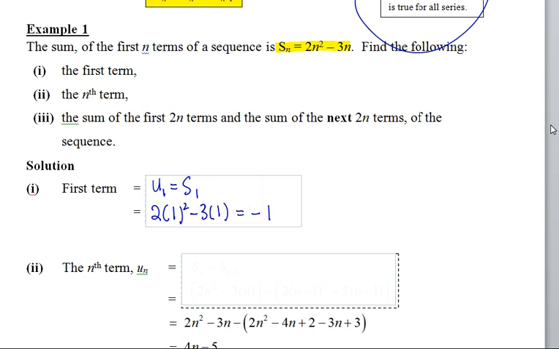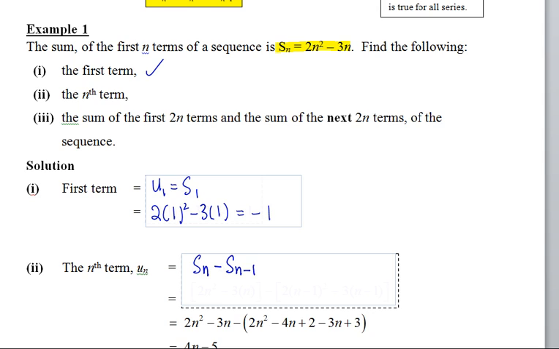Then, the question asks you, find the nth term. You want to find the nth term. Just now we learned, the nth term, which is Un, is Sn minus Sn minus 1. Correct? Therefore, it's Sn minus Sn minus 1.